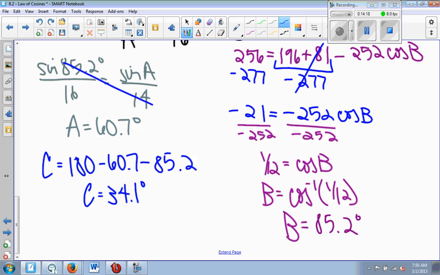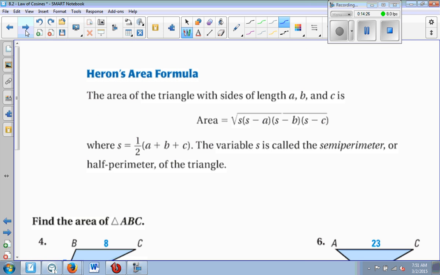So law of cosines has two different formats, side angle side and side side side. So what I've done here is given you one example of each one. On the back of this is just another way to find the area of a triangle given all three of its sides. So what you were probably told in geometry last year is that you can't use all three sides of a triangle to find its area.